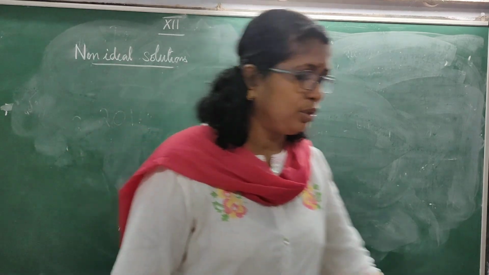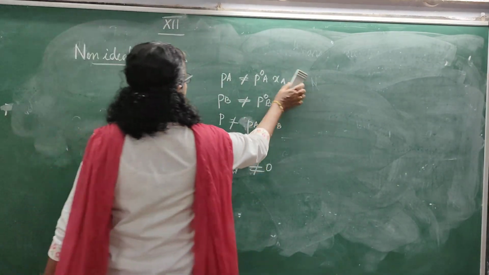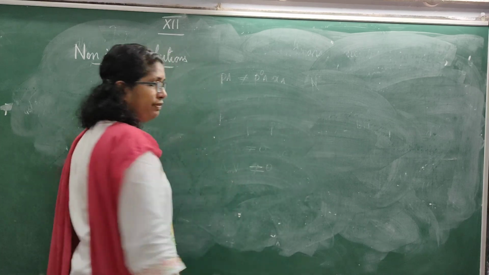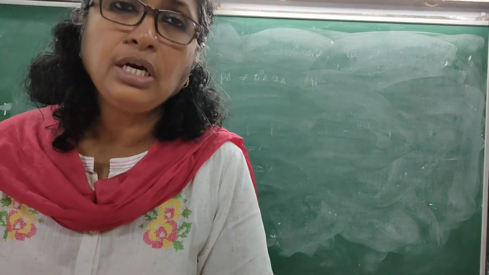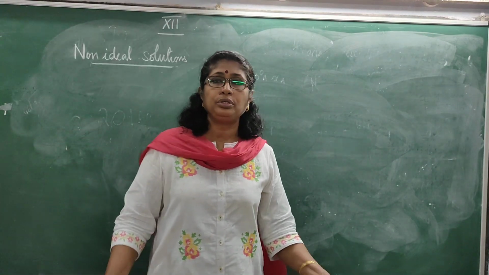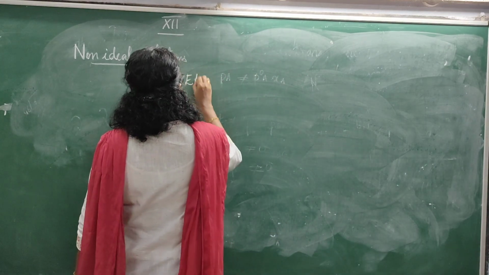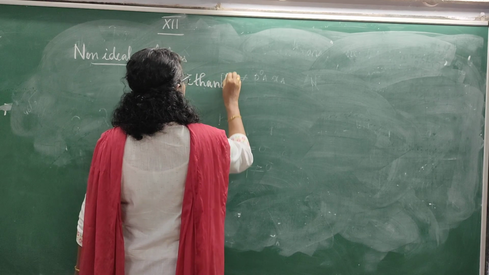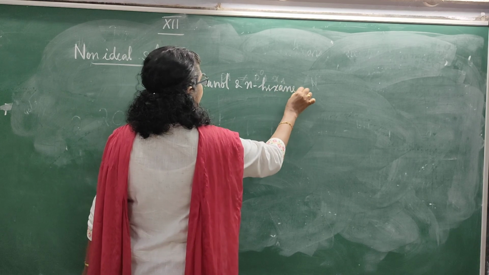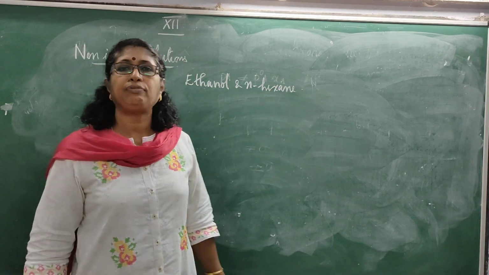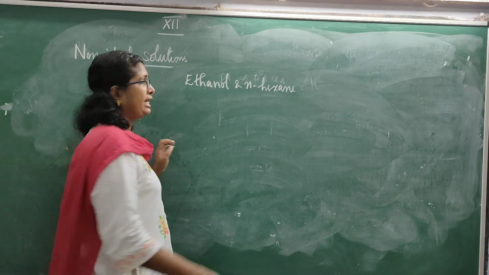Now we will come to different types of non-ideal solutions. One type of non-ideal solution is the one which shows positive deviation. Now what is positive deviation? See, suppose I am mixing ethanol and N-hexane. N-hexane is normal hexane. Ethanol is C2H5OH. Between ethanol molecules, there is intermolecular hydrogen bonding.